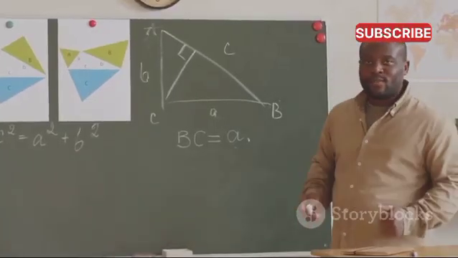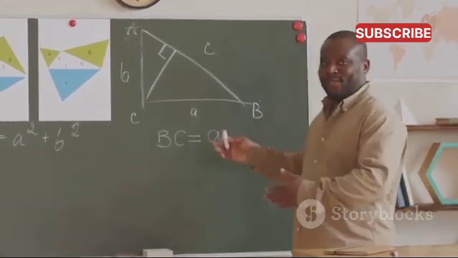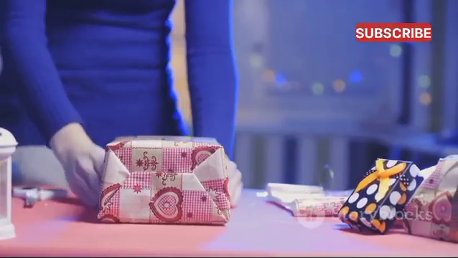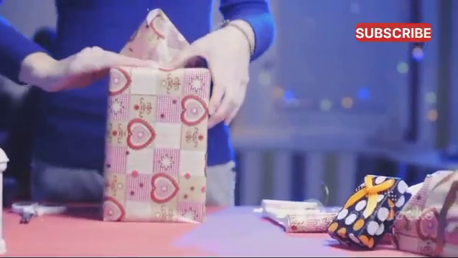Next, for a cube, the surface area is 6 times the edge squared. Imagine wrapping a gift in a perfect cube shape. You'll need to cover all 6 equal sides.